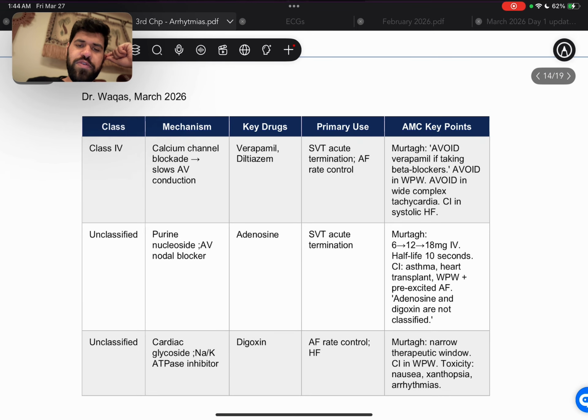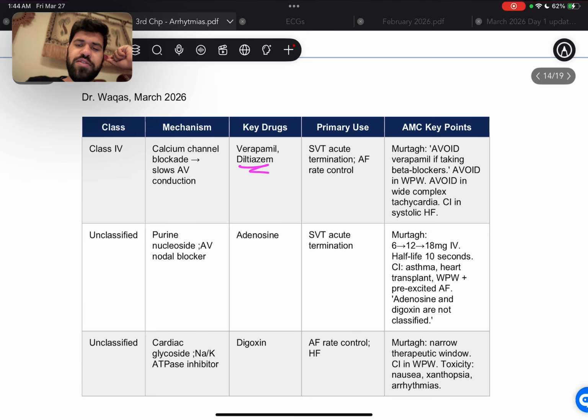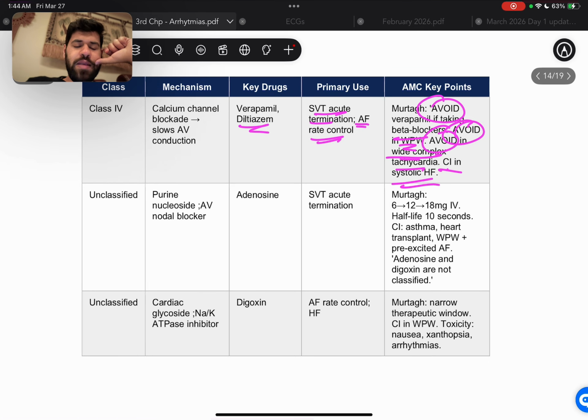Then we have class 4, which are CCBs, verapamil and diltiazem, used in SVT acute termination and AF for rate control. Avoid if the patient is taking beta blockers, avoid in WPW, avoid in wide complex tachycardia, and it is contraindicated in systolic heart failure, because it reduces the rate and causes bradycardia.